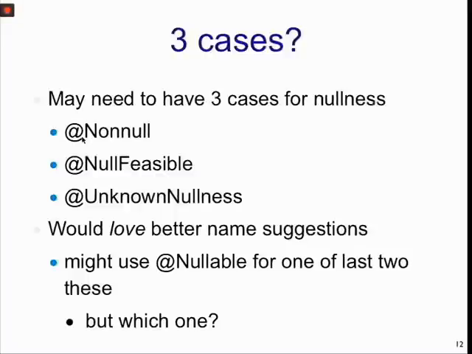I'd love better name suggestions if anybody comes up with them. Do we need a name for that? Isn't that the default? We'll come back to that. Okay. Right. The question is, do we need a name for unknown nullness? And yeah, we do, and I'll explain that. Nullable might work for one of these. But I don't know, so I won't debate names at the moment.